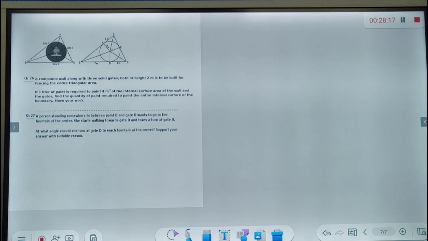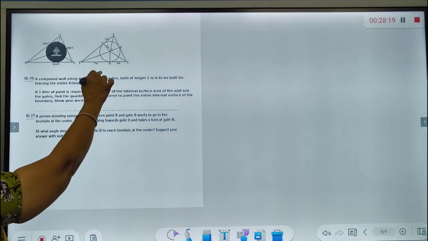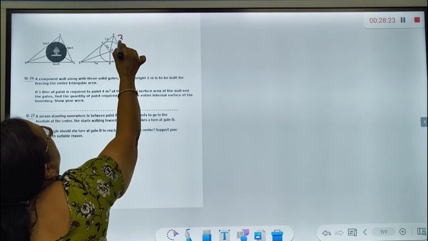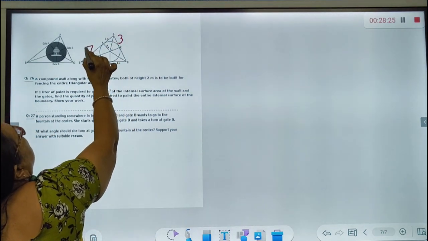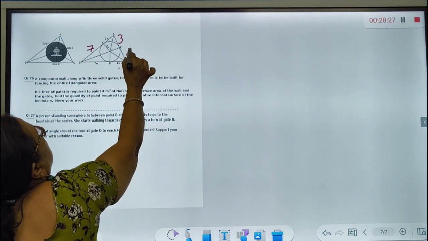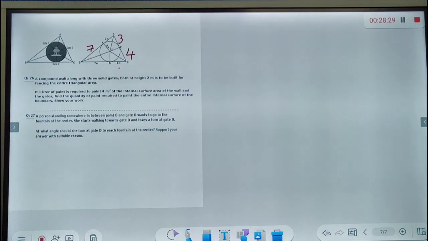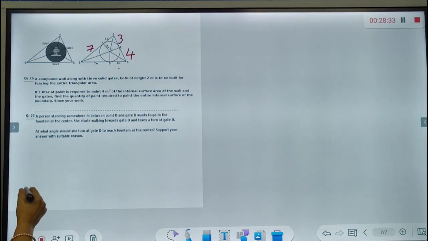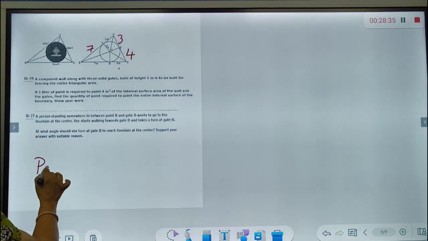Show your work. So, this is the boundary that is given. Let us first find the missing values. If this is 3, this is 3. If this is 7, this is 7. If this is 4, this is 4. We have already discussed why: because tangents drawn from an external point to a circle are equal. So, what will be the perimeter?